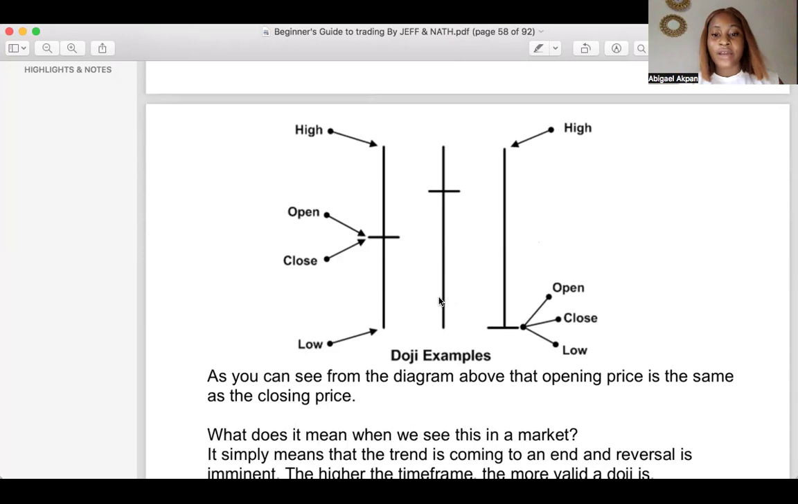Now, the doji has three different types. We have the dragonfly, which is called the dragonfly doji candlestick. Then we have another one that is called the gravestone doji candlestick. This very one my cursor is on is known as the gravestone doji candlestick.